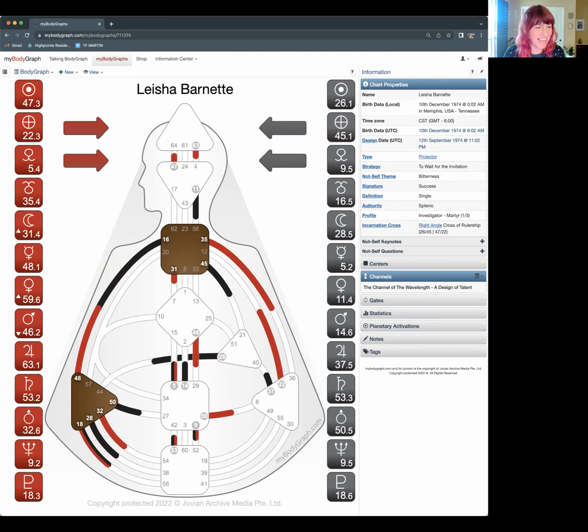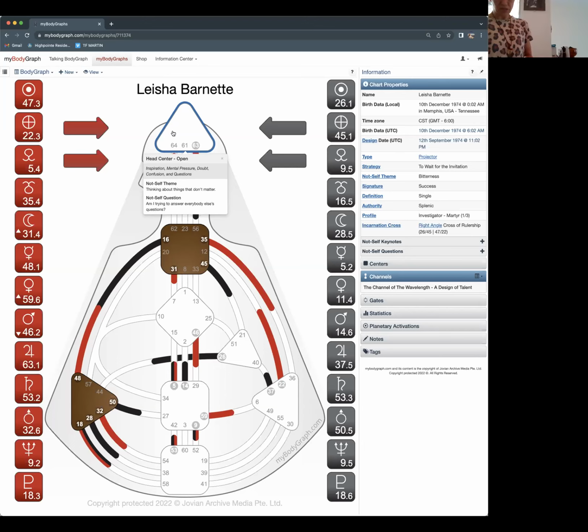And then the healthy version of the undefined center is being open to inspiration and questions from anywhere and everyone, not taking on the pressure of other people's need for answers, being open to new insights and mental sparks, and not identifying with the pressure to know, just being like, I don't have to know that. I can just say, here, why don't you sit with me? Okay, sit with me. And then withdrawing when confused or doubtful, just seeing what's confusing.